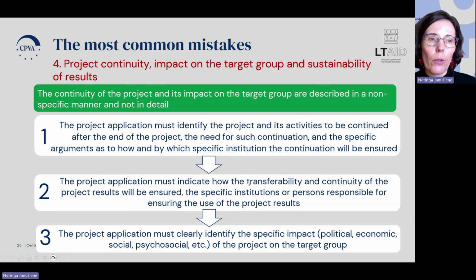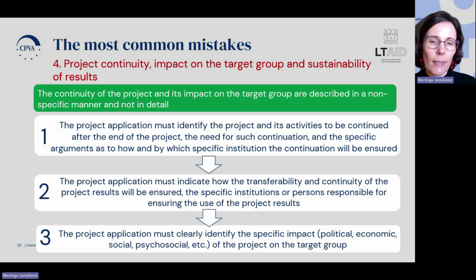And the fourth criterion: project continuity, impact on the target group, and sustainability of results. In this part of the application evaluation, it should be mentioned that the project application must identify the project and its activities to be continued after the end of the project, the need for such continuation, and the specific arguments as to how and by which specific institution the continuation will be ensured. It's very important to mention specific institutions responsible for continuation of the project.